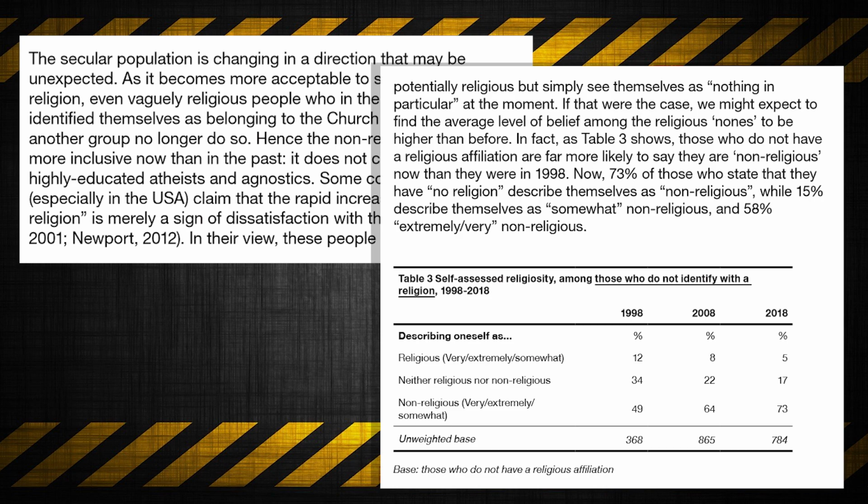Now, 73% of those who state they have no religion describe themselves as non-religious, while 15% describe themselves as somewhat religious and 58% extremely or very non-religious. So you can see there, of those that don't identify with a religion, those who say they are very or extremely non-religious, it was 49% of that population in 98, and now it is 73% in 2018. So this is a key point here, and I think that differentiates the rise of the nons in the United States with regard to the UK.